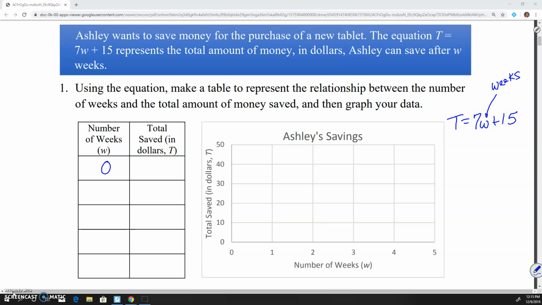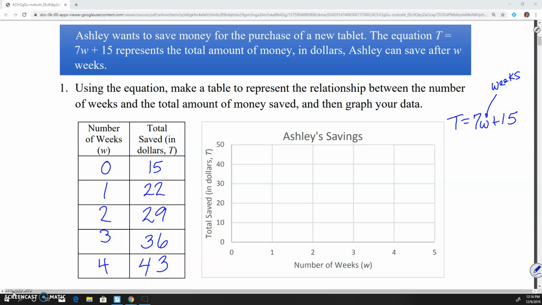So let's put 0, 1, 2, 3, 4 in. We're going to say 7 times 0 is 0, plus 15 is 15. 7 times 1 is 7, plus 15 is 22. 7 times 2 is 14, plus 15 is 29, right? 7 times 3 is 21, plus 15 is 36. 7 times 4 is 28, plus 15 is 43.